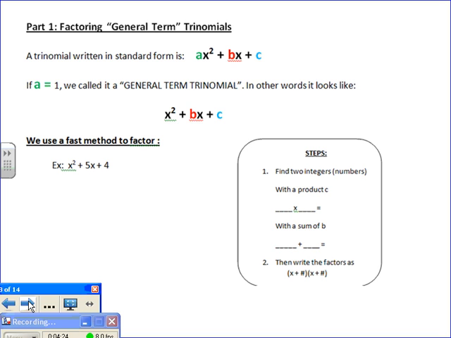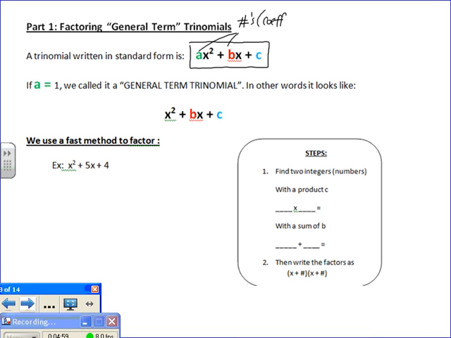A general term trinomial, when written in standard form, is where you put the terms in order of their exponents. So x squared comes before x, and that comes before the number all by itself. And when we have it in standard form, this is just a formula, where a, b, and c would be real numbers. So a and b here are numbers that come in front of a variable. So a and b, these are actual numbers, and they're called coefficients.